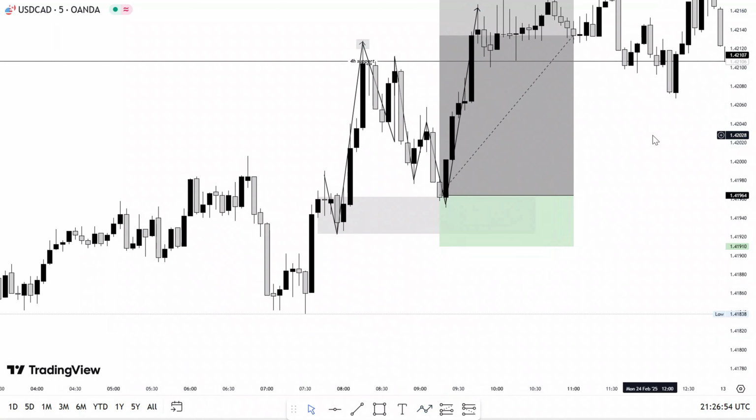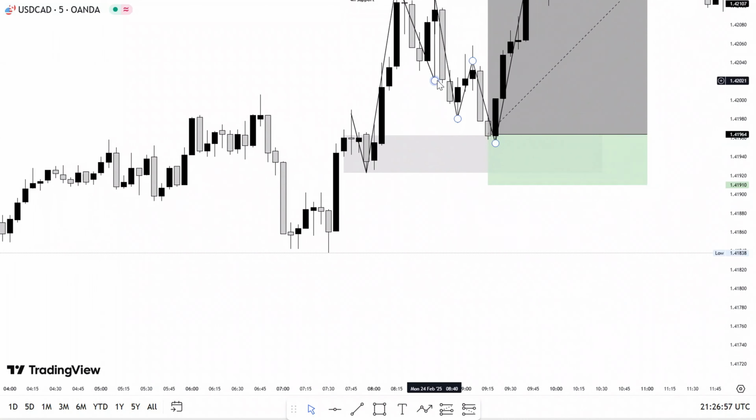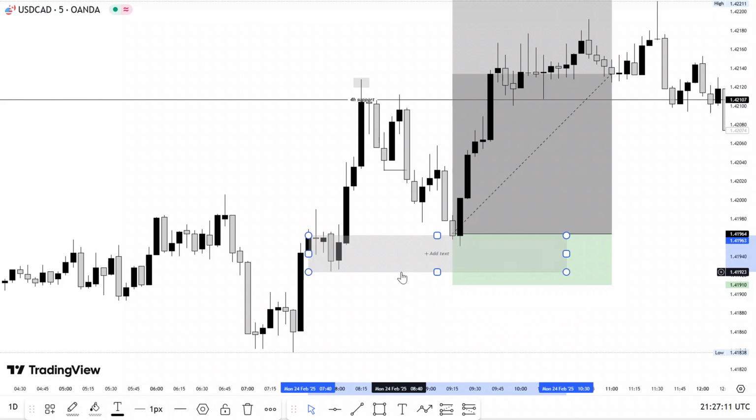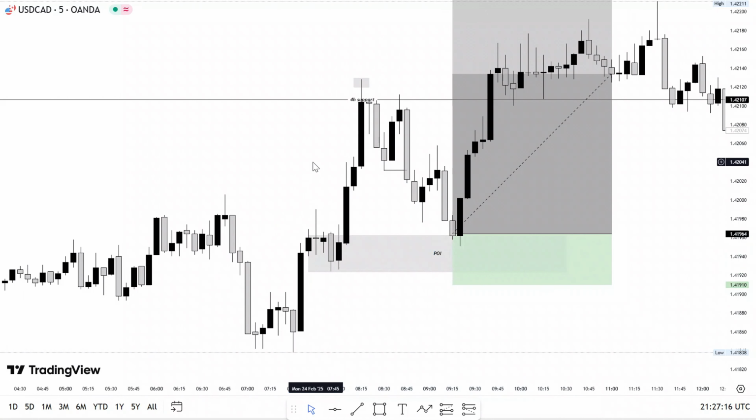Okay, so here we have our liquidity. This is our liquidity of the trade. This first one is our liquidity of the trade. Okay, and then we have our POI here. We have our POI. Let me see if I can write that in. We have our POI around that level. So this is simply what an engineer liquidity is.